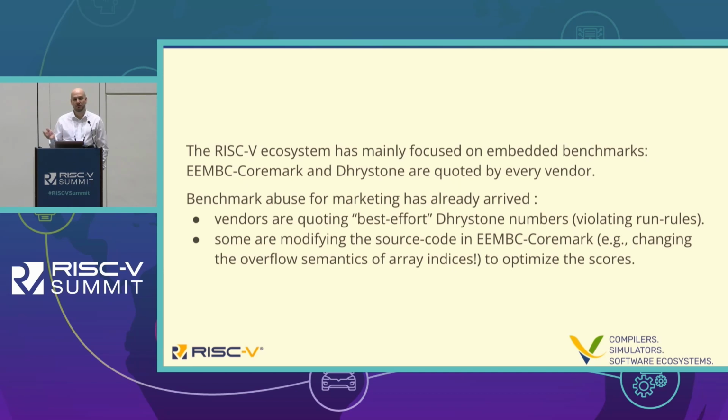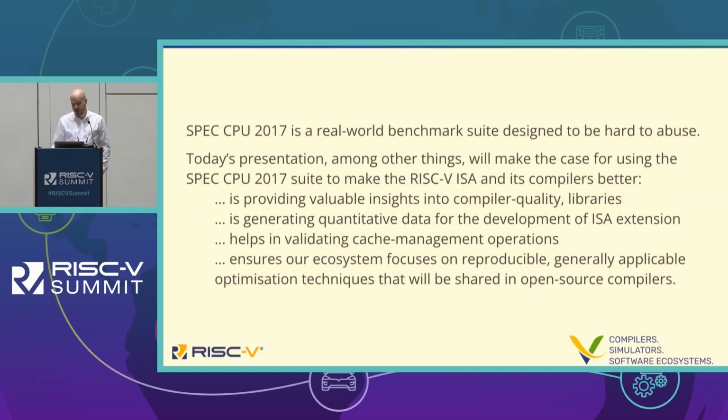So that's what we call benchmark abuse. People might bypass the run rules and simply use optimizations they're not allowed to use to break the benchmark, or they might even go in and change the source code. So I've seen benchmark numbers and white papers on Coremark where the overflow semantics of array indices were changed. Clearly, that gets your number up. That might be great on a marketing deck, but it's not going to benefit the ecosystem in general.